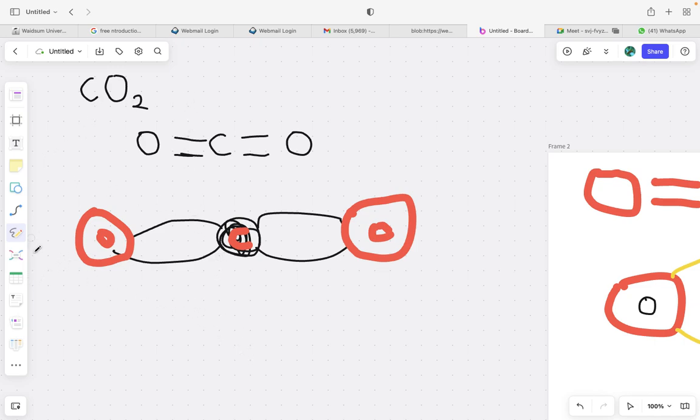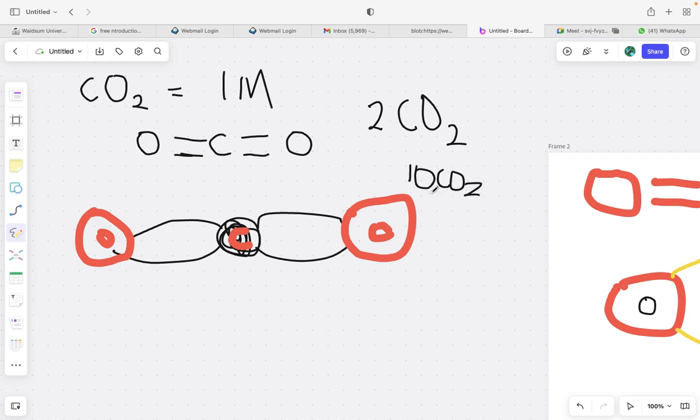This is equal to one molecule of carbon dioxide, of CO2. Now, if we have 2 CO2, how many molecules of carbon dioxide? 2 molecules. How many atoms of carbon? 2. How many atoms of oxygen? 4. Okay, if I write 10 CO2, how many molecules of carbon dioxide?